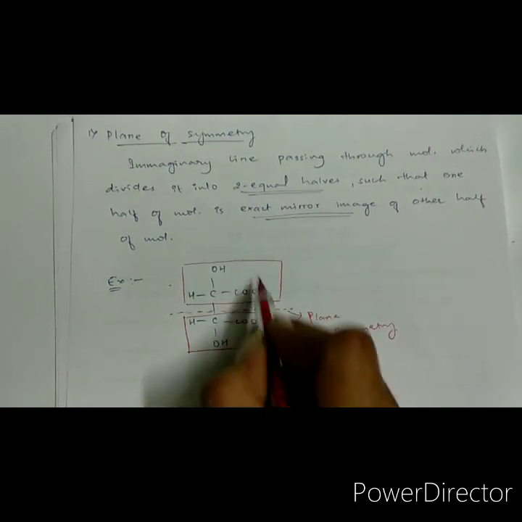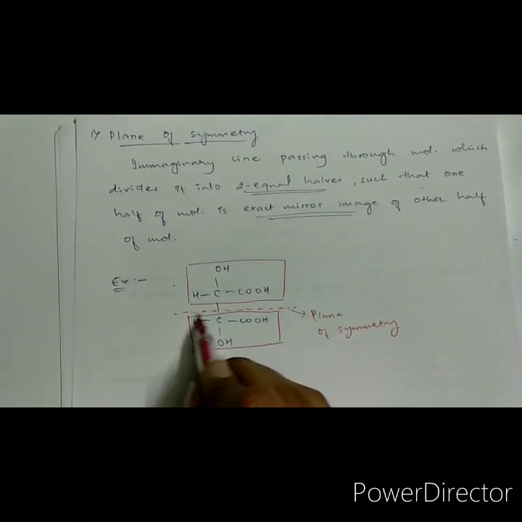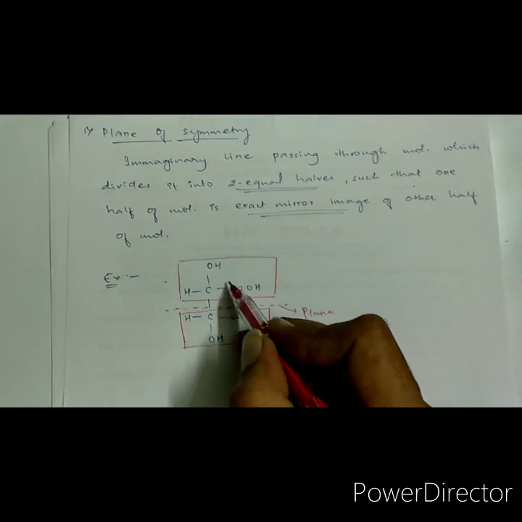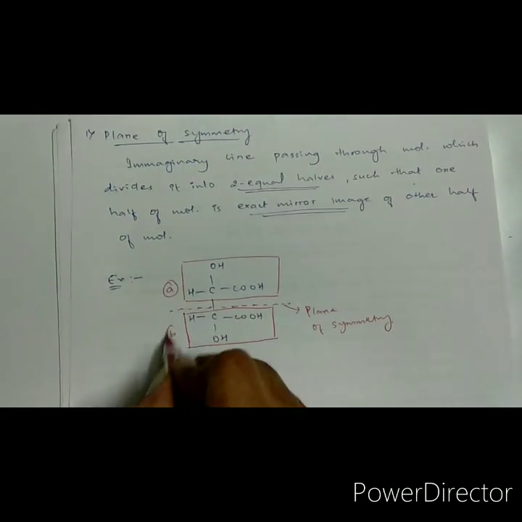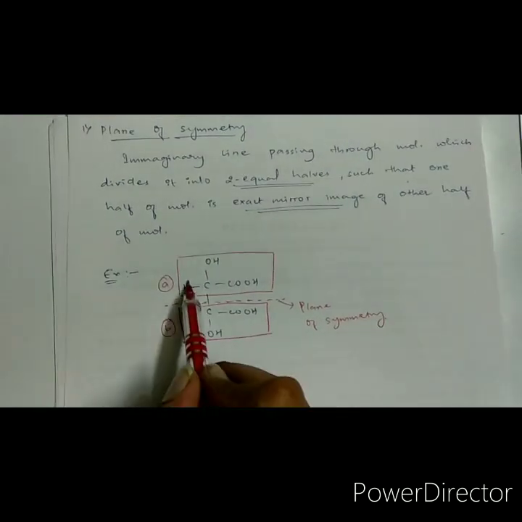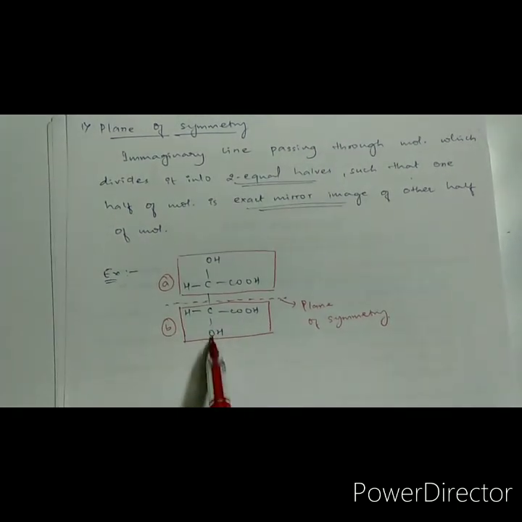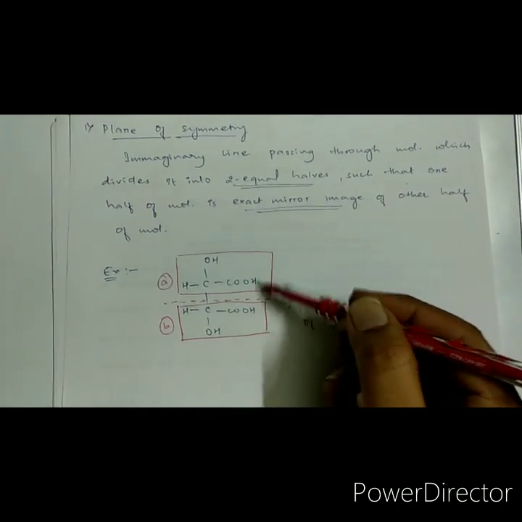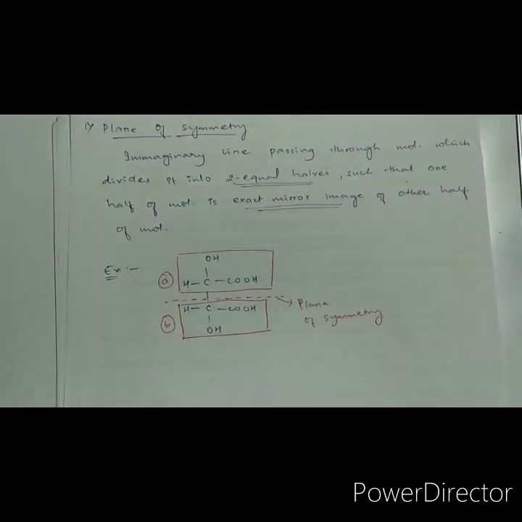When we divide this whole molecule using an imaginary line, the line divides the molecule into two parts, part A and part B. You can see here part A is exactly the mirror image of part B. The hydrogens, hydroxyl and carboxyl group are exactly the mirror image of each other. So this is known as a plane of symmetry.